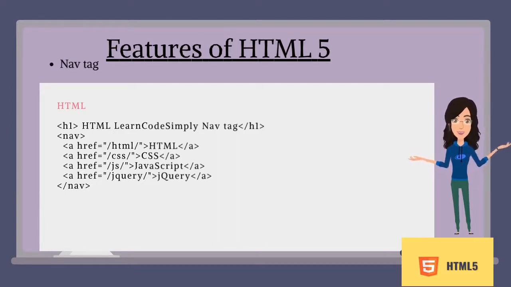Or you can say the nav element represents a section of the page whose purpose is to provide navigational links either in the current document or to another document. The links in the nav element may point to other web pages or different sections of the same page. It is a semantic element.